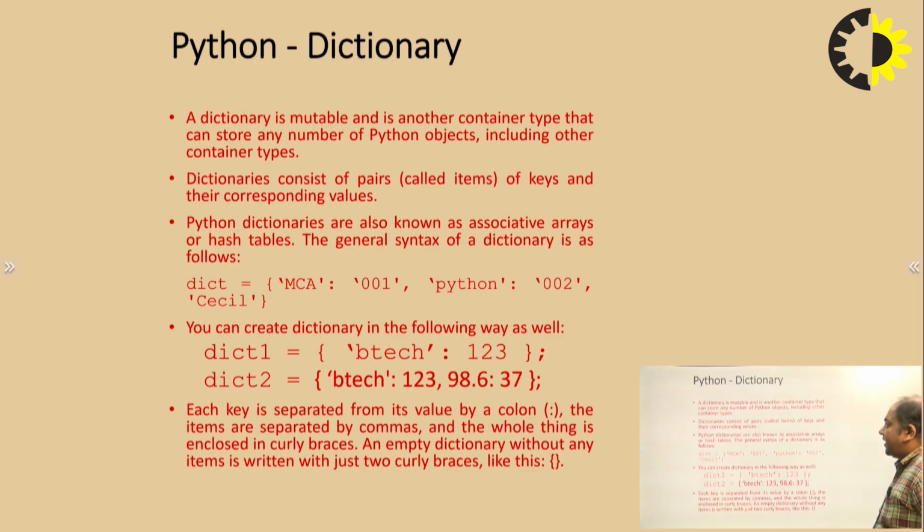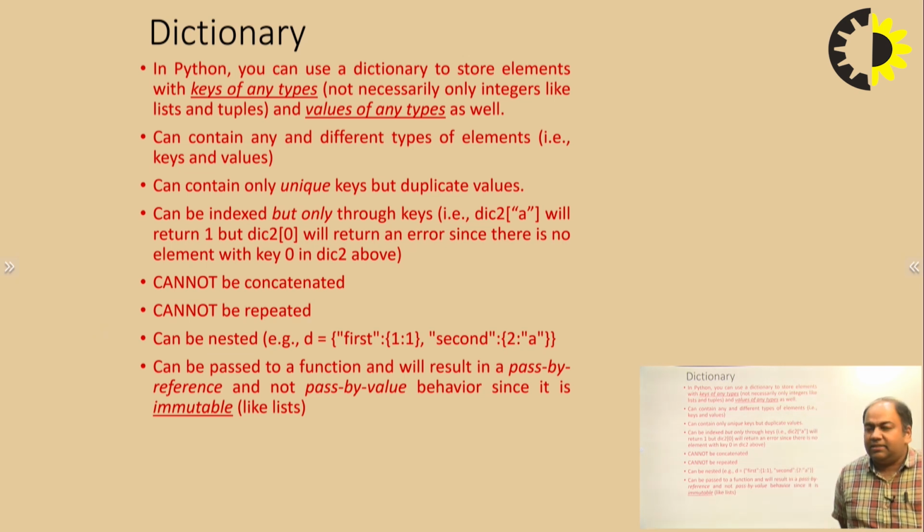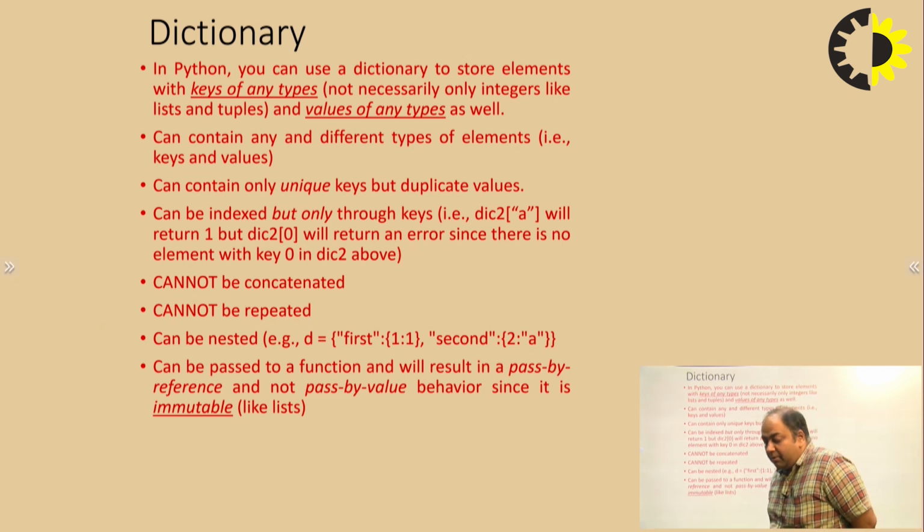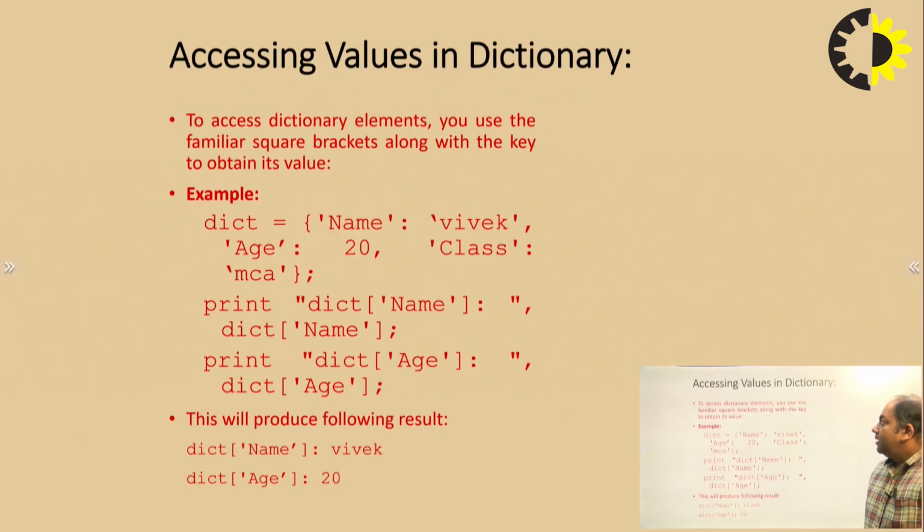Like in the first line I have written that the dictionary is mutable. So dictionaries are mutable and lists are immutable, so they can only be passed by reference but not by value. Next, how will we access the values in a dictionary?